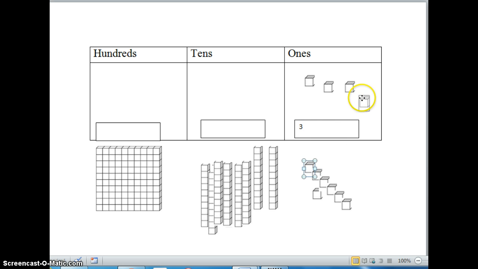And we continue doing just writing a single digit. Right here, instead of three, we'd have five in the ones place. And we do that right up until we get nine. Most of us are very familiar with that.